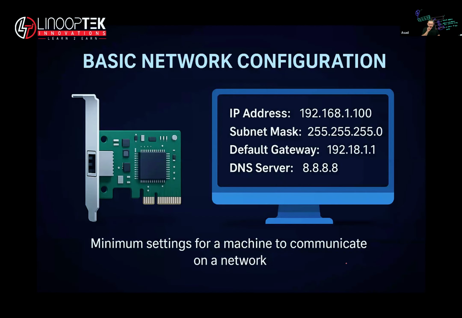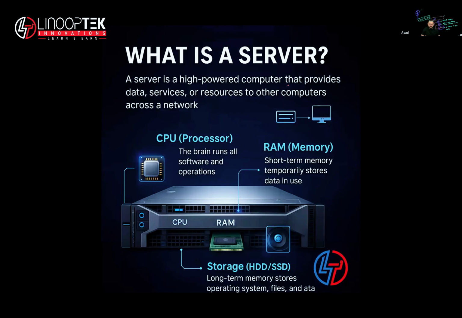So if you look at this, this is a classic example. This is the IP address. This is how the subnet mask is written. This is usually the gateway, and the DNS, we're going to come back to this later on. And every machine has a network card. The network card gets this configuration, and this is the minimum settings for a machine to communicate on the network. Minimum settings.